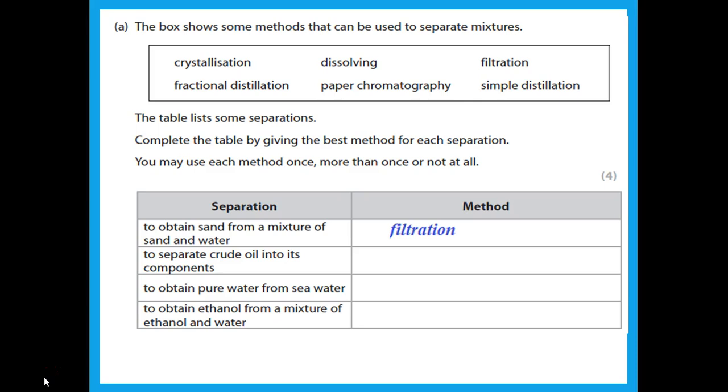To separate crude oil into its components, you should know, have an idea. If you don't, then you should know that crude oil is a liquid, a mixture of liquids. So several liquids, I'm trying to separate several liquids. We said by separating several liquids, I use fractional distillation.